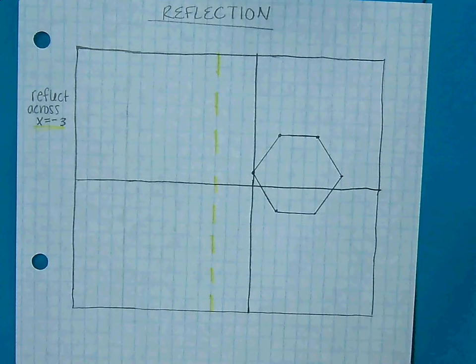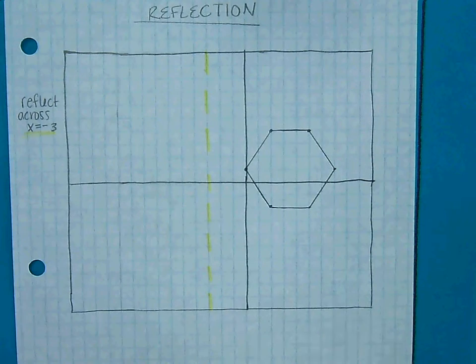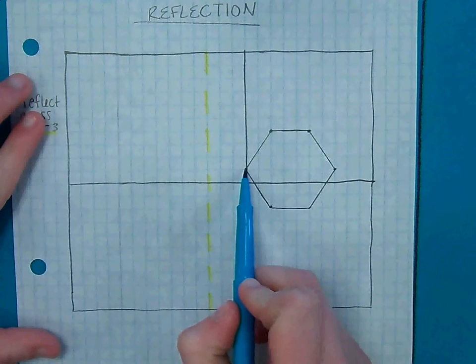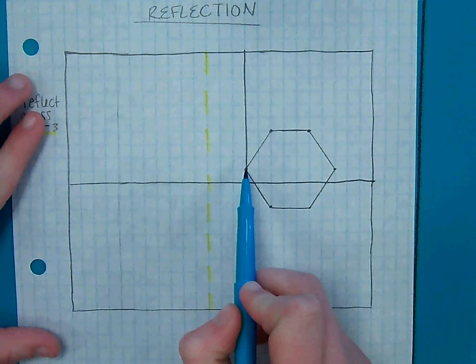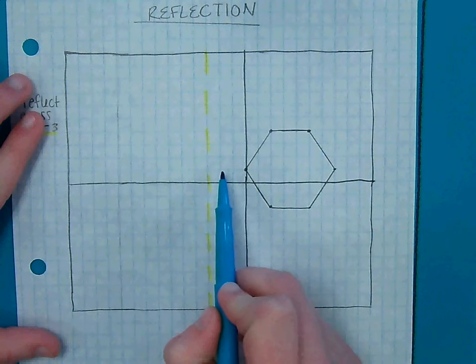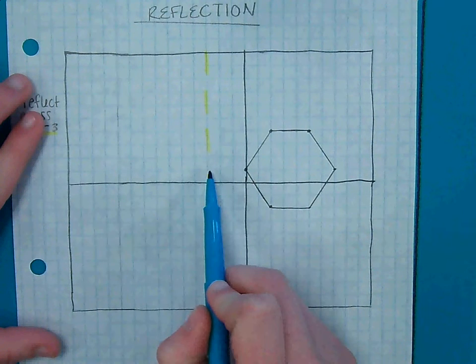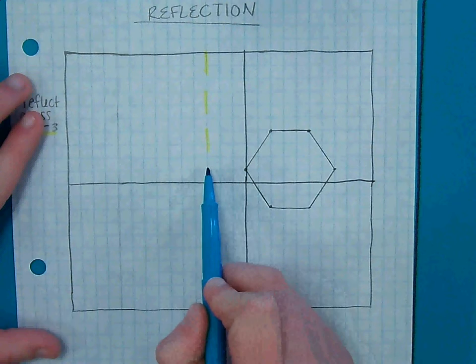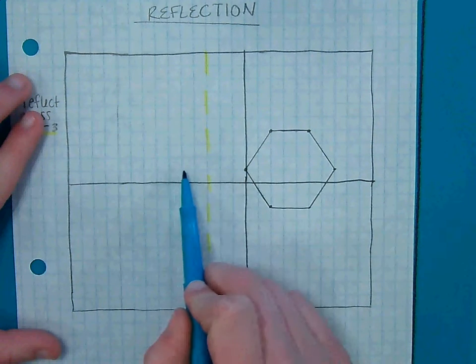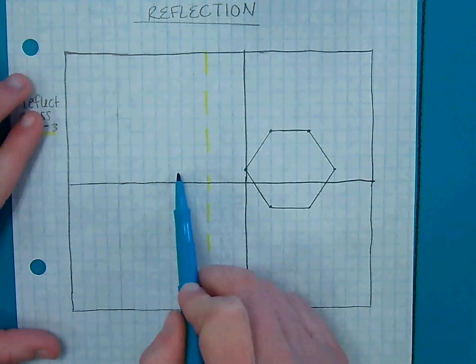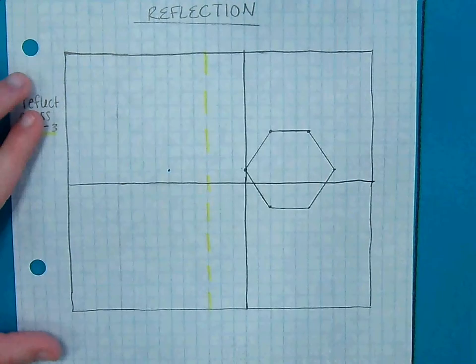So what I'm going to do is look at each point, one at a time. With this point right here, I'm going to count the number of squares it is away from x equals negative 3. So that's 1, 2, and 3. From right here, the same amount it is away from this line this way, it needs to be the same on this side. So that was just 3. 1, 2, 3. I'm going to put a dot there.